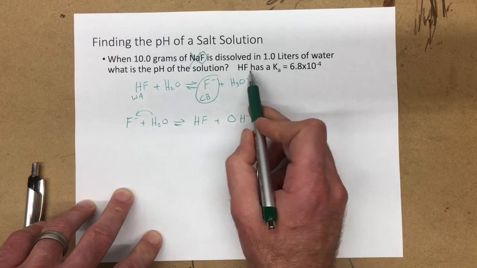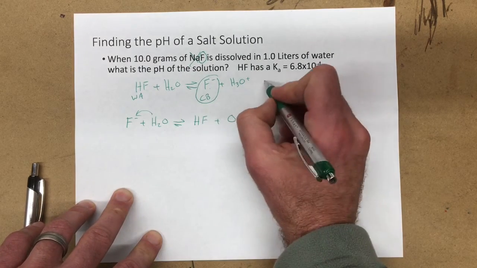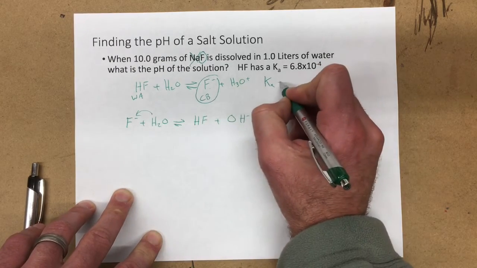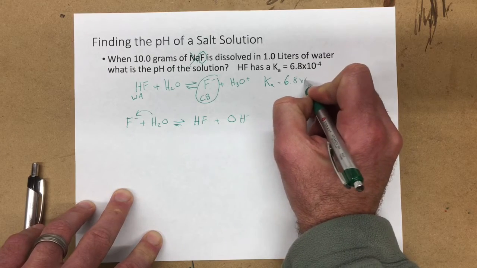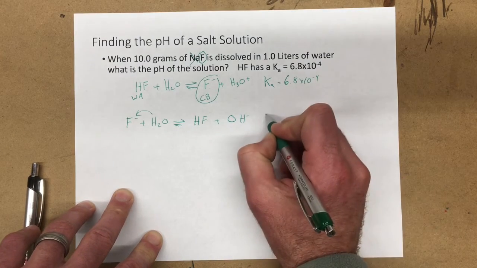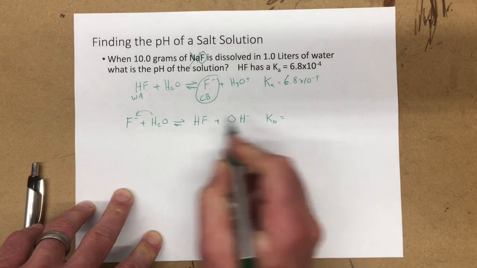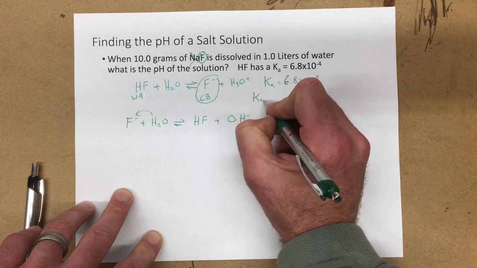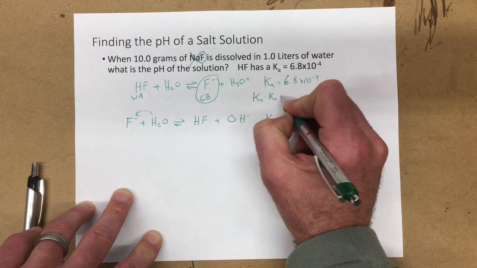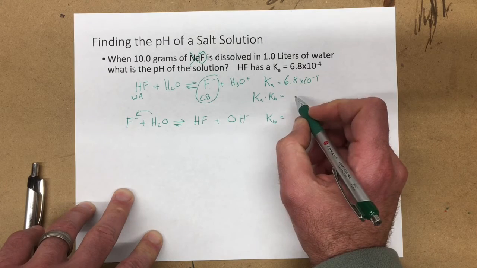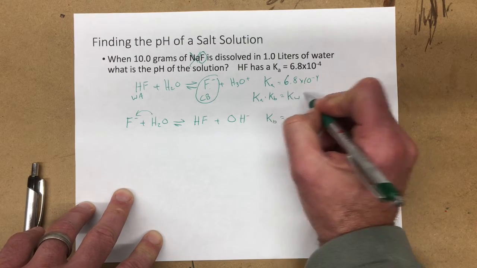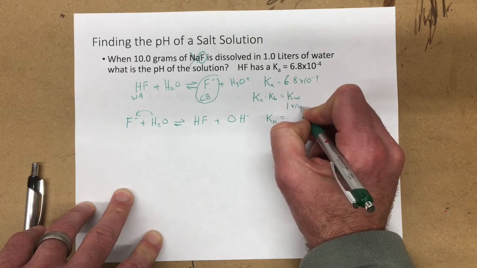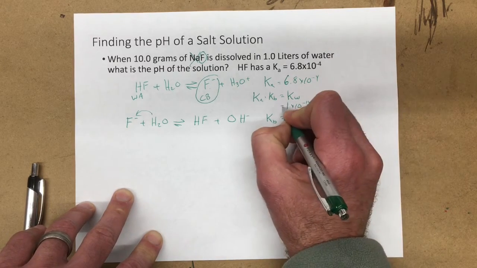All right, so we were given the Ka value for this equation right here. This has a Ka, which is for this equation, hydrofluoric acid acting as an acid. It has a Ka of 6.8 times 10 to the negative 4. And so we can find Kb for its conjugate. If we remember the relationship between Ka and Kb, Ka times Kb is equal to Kw, and Kw is 1 times 10 to the negative 14.